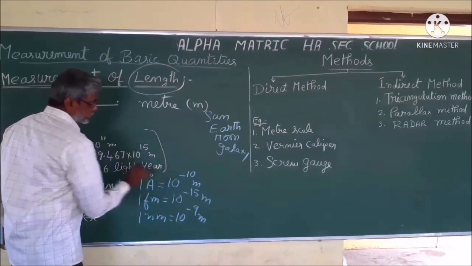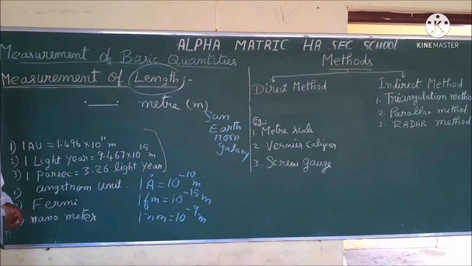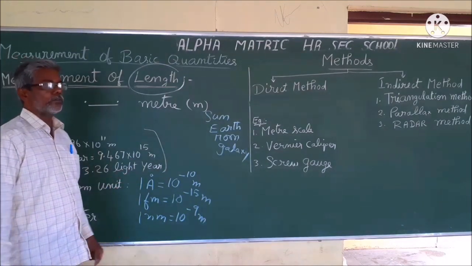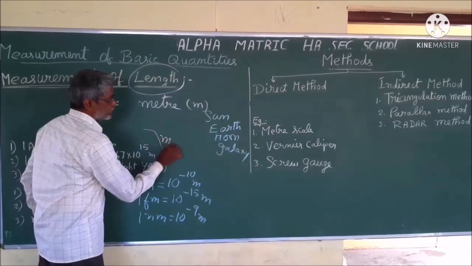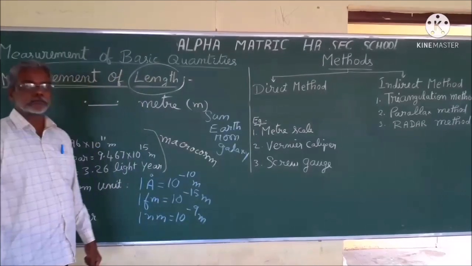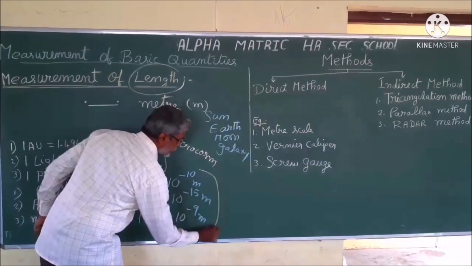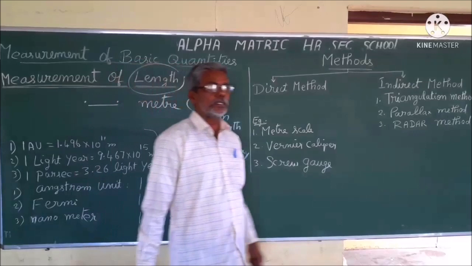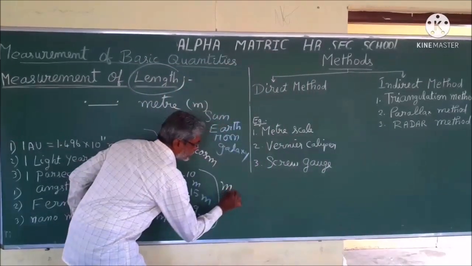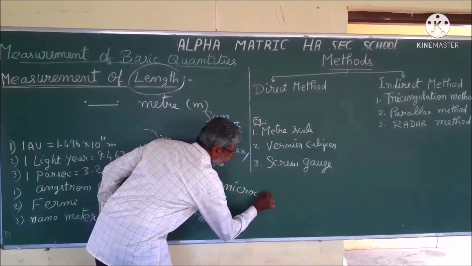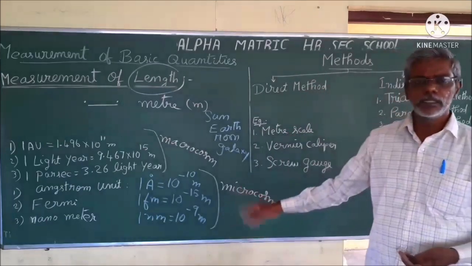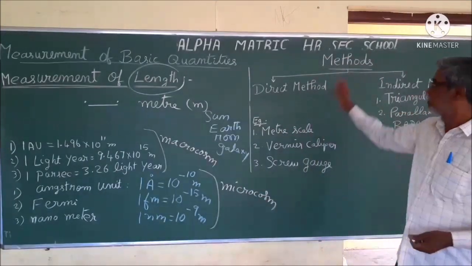The first 3 units are used to measure larger objects which are at longer distances. So, we can call it macrocosm. Like that, these 3 units are used to measure smaller objects. For that, we can call it microcosm. It is clear. Now we will go for methods.